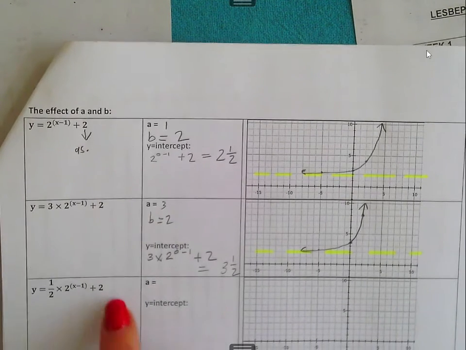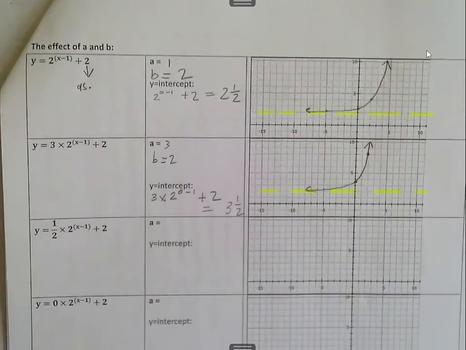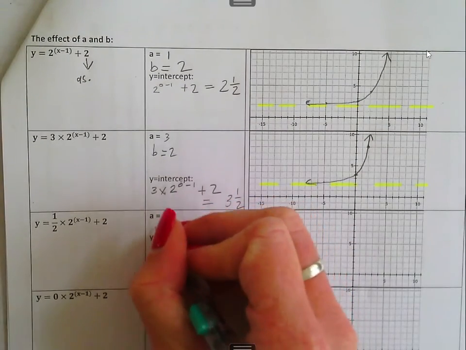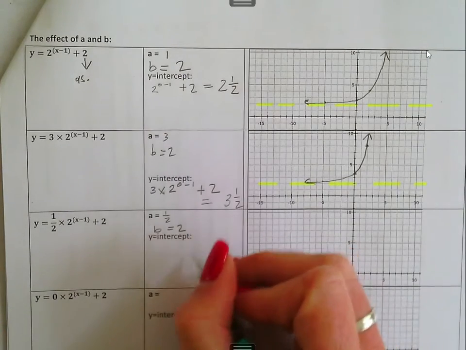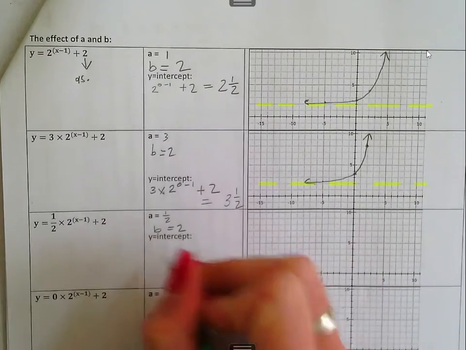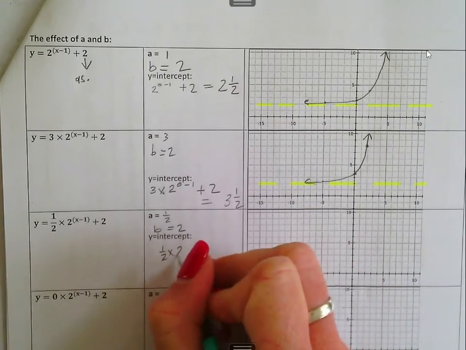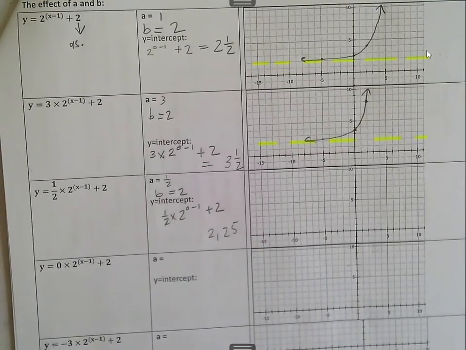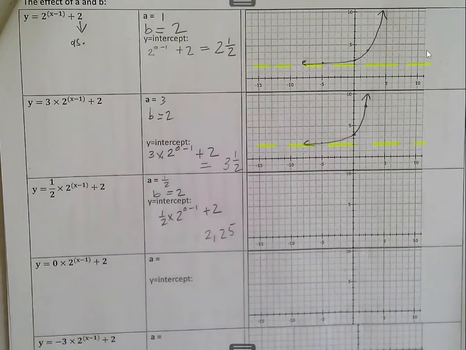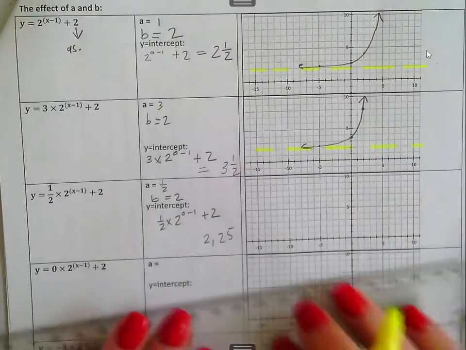Okay, next one. What's this A value? 1/2, and the B value is 2. The Y intercept, I'm going to say 1/2 times 2 to the power of 0 minus 1 and then plus 2. It gives me an answer of 2.25. So I said 1/2 times 2 to the power of 0 minus 1 plus 2. It's 2.25. Where's the asymptote? 2. So we draw it in.